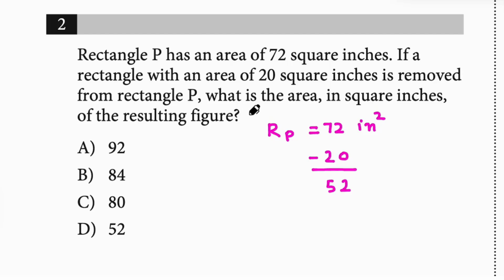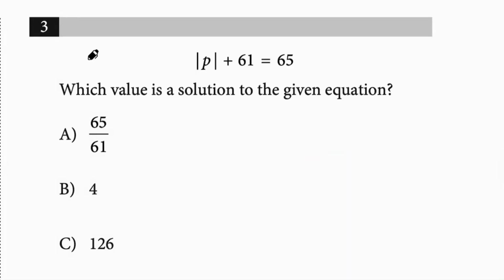Okay, so very, very simple, no formula, no proper math, nothing, just the game of words. So if you delete this 20 square inches from it, how much area is left? 52. So that means D is the right option, right? Question number 3, again, that is a lottery question. Let's see how. Absolute value of P plus 61 is equal to 65.